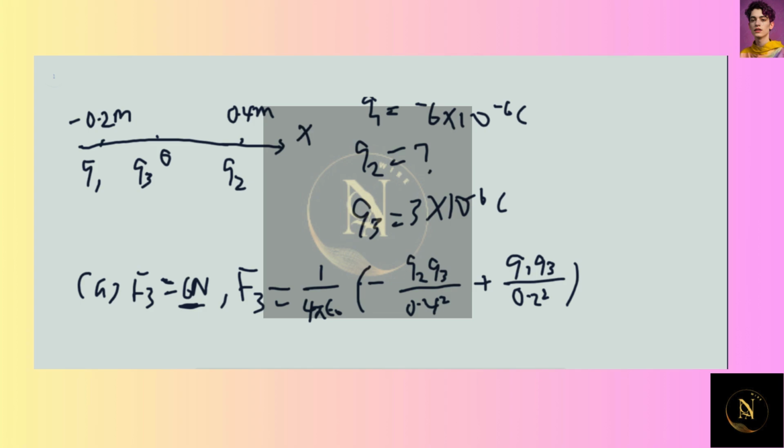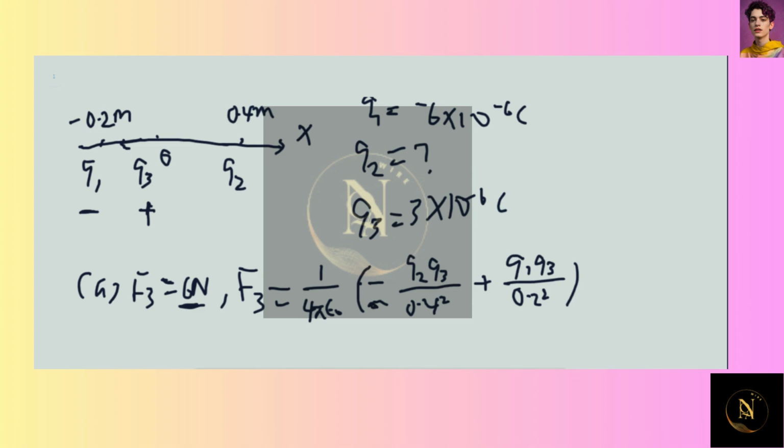Okay, so the reason why I have this negative sign here is that Q3 is positive, Q1 is negative, and Q2 is unknown. If Q2 is positive, then we know that the force on Q3 should be pointing to the left, so this is opposite to the positive x direction. So only if Q2 is negative will we have a net force on Q3 pointing to the right. This is the reason why I have this negative sign here.